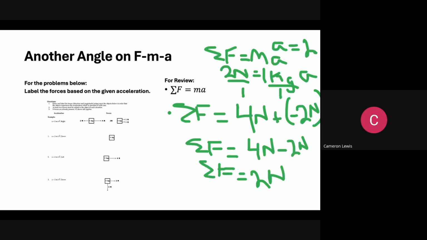So if we draw this diagram like this, then we could have the same acceleration here. And this is how we find it. So we kind of want to go through and do this backwards. So let's do the first one. We have 2 meters. Actually, let me clear all of this.